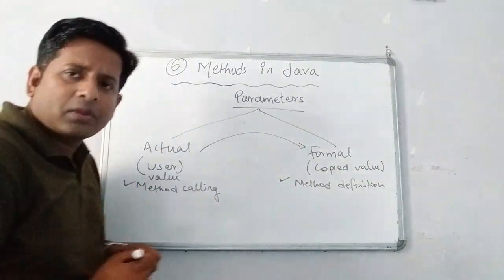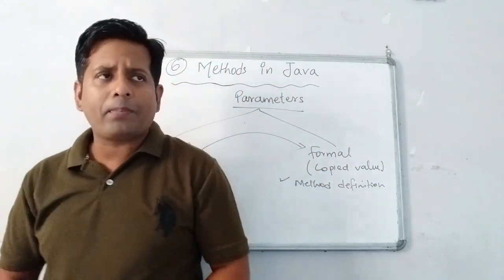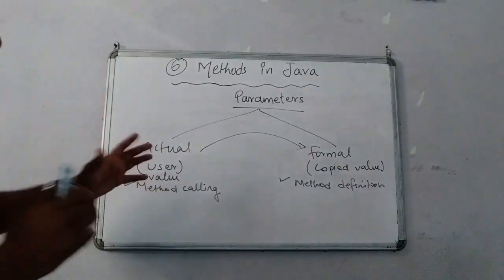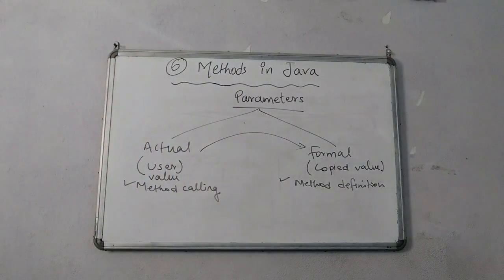So children, some points we need to know in case of actual and formal parameters. See this properly first. In case of actual parameters, the values are asked from the user. We ask the value from the user. Any changes you make in an actual parameter will affect the formal parameter, whereas any changes you make in a formal parameter will not affect the actual parameter.